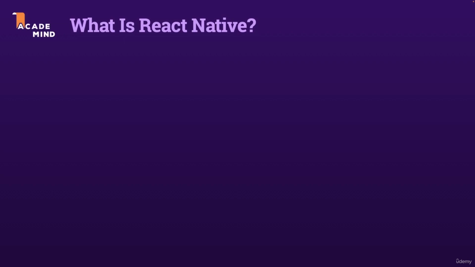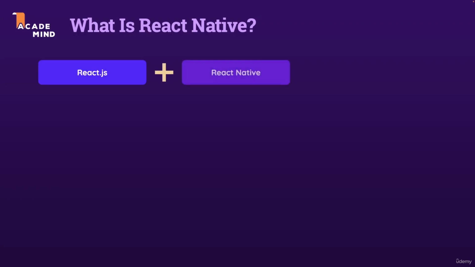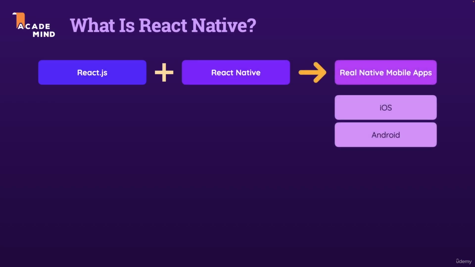So, what exactly is React Native? Well, as the name implies, it is related to React.js. And with React.js and React Native, you can build real mobile apps for iOS and Android, which are real apps you can distribute through the app stores and apps that can be used by any user with an iOS or Android device.